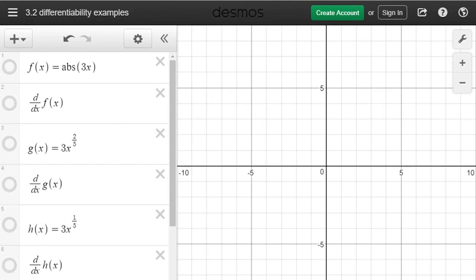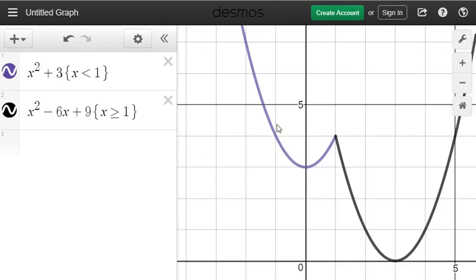So let's take a look at what the actual graph looks like. And if we take a look at what the graph looks like of this function, it's clear that it's continuous because those parts meet up at the exact same point, 1, 4. But the slopes are clearly different. That is not differentiable. We're going to call that a cusp as we move along.